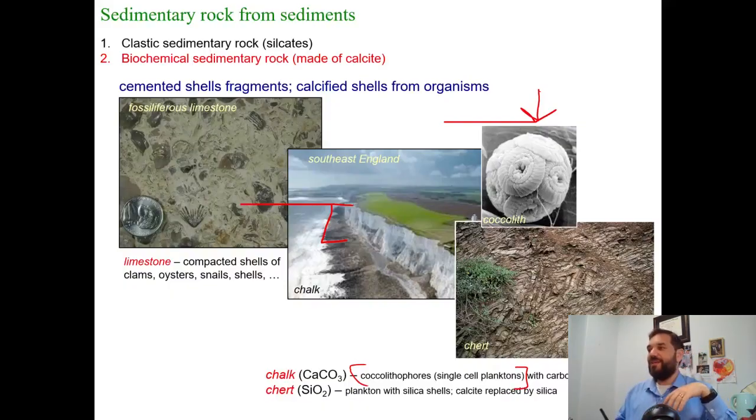chalk. So these are not hills, but these very iconic cliffs that you see here are the white cliffs of Dover. Totally chalk. It's all made out of chalk. Okay. Chert is made out of the shells of plankton that instead of making their shells out of calcium carbonate, they make their shells out of silica.